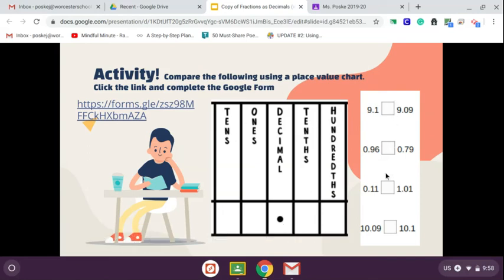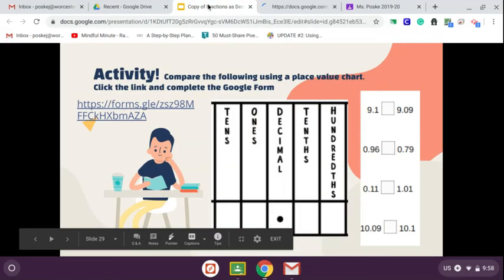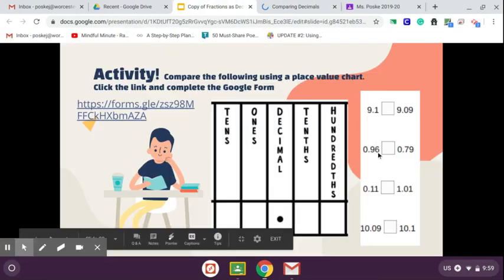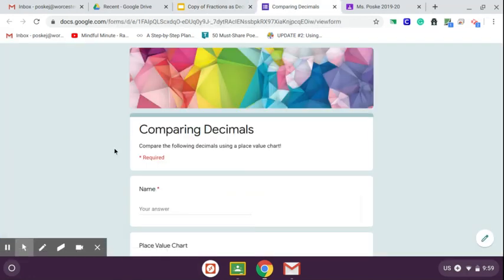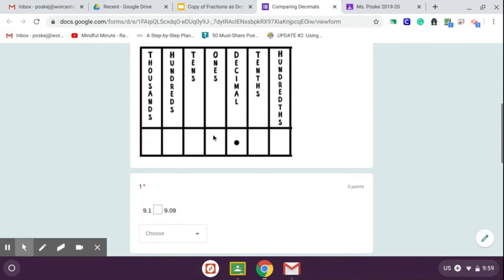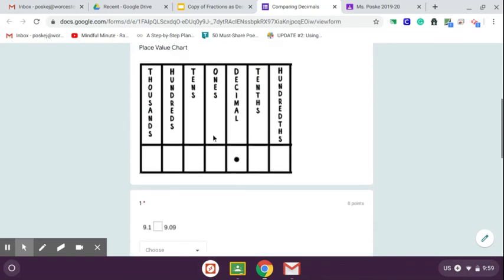And on your Google form today, you are going to be comparing decimals. I believe these are the ones you're going to be comparing today. And then you're also going to have a quick check. So make sure you do those two things. This is your place value chart, and you're just going to be comparing.